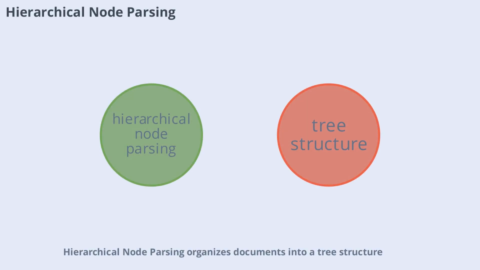Hierarchical node parsing organizes documents into a tree structure, with chapters as parents, sections as mid-level nodes, and paragraphs as children. This structure maintains relationships between different parts of the document, making it easier to retrieve and present comprehensive information.